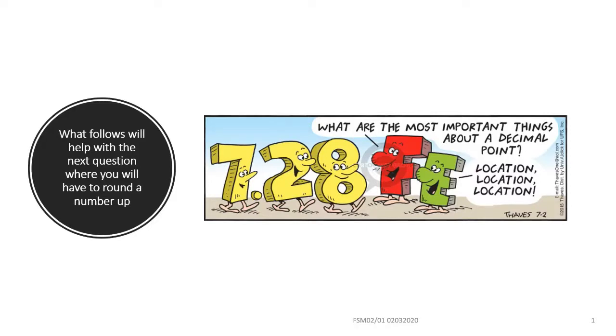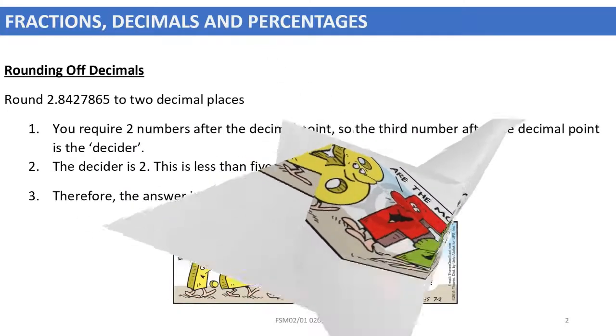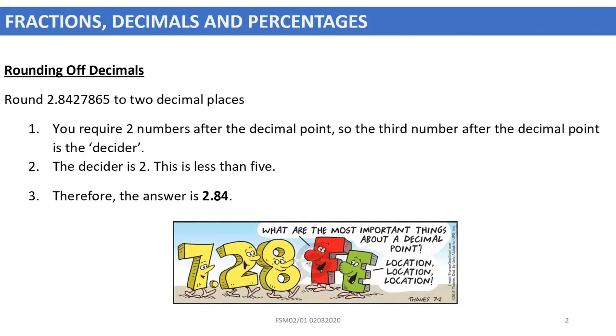What you sometimes find with some of these questions is they ask you to deal with decimals, either rounding them up or rounding them down to the nearest whole number. It's 2.8427865, which we are going to round to 2 decimal places. So you are looking at the number after the 2 decimal places. It's the third number which will be the decider. So in this case the decider is 2, because it is less than 5.